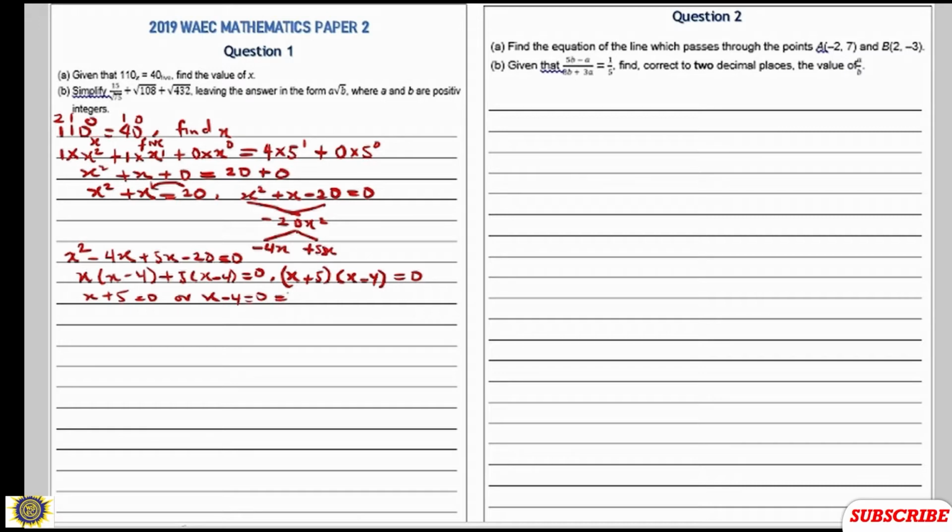Furthermore, when you take this 5 to the other side, x is equal to 0 minus 5, so x equals minus 5. Then when you do the same thing here, you are going to have what?